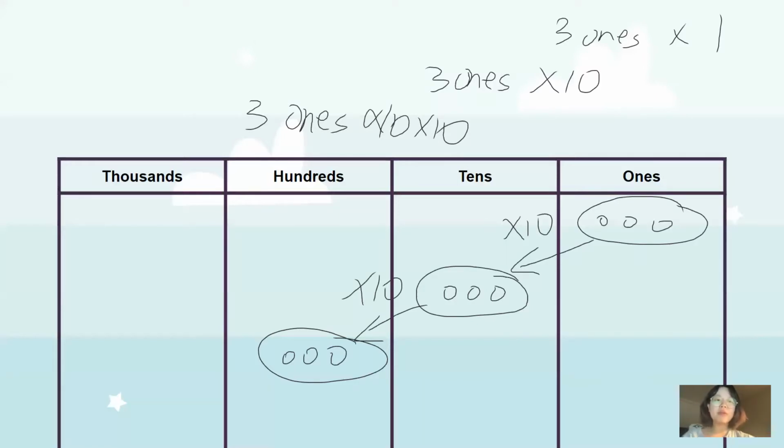And look at my equations. I started with 3 ones. What did I multiply 3 ones by to get 3 hundreds? We multiply by 10, then multiply by 10 again. That's 100. And I can group the 10 times 10. So this is really 3 times 10 times 10. That's just 3 times 100.